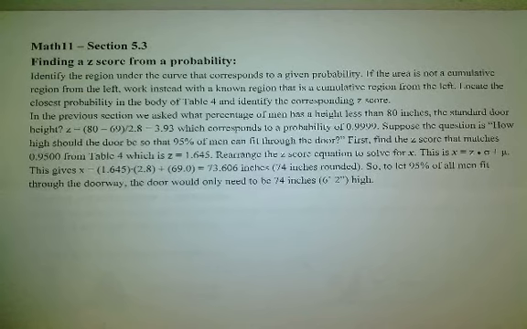In the previous section, we asked what percentage of men has a height less than 80 inches, the standard door height. We got z equals 3.93, which corresponded to 0.9999 if you wanted just the 4 decimal places. Suppose the question is, how high should the door be so that 95% of men can fit through the door? First, find the z-score that matches 0.9500 from the table.